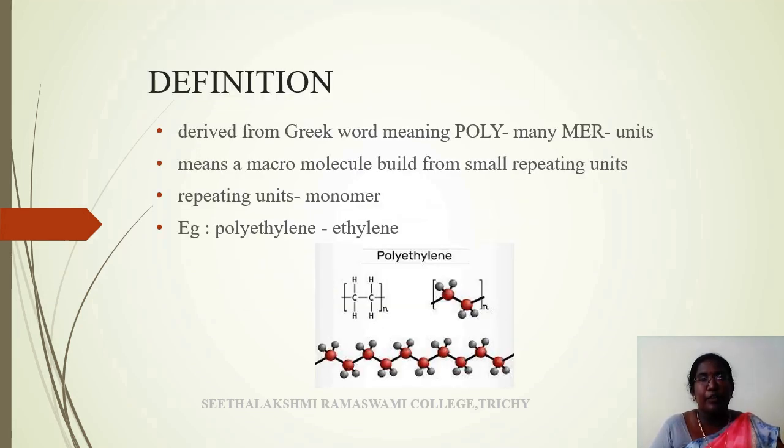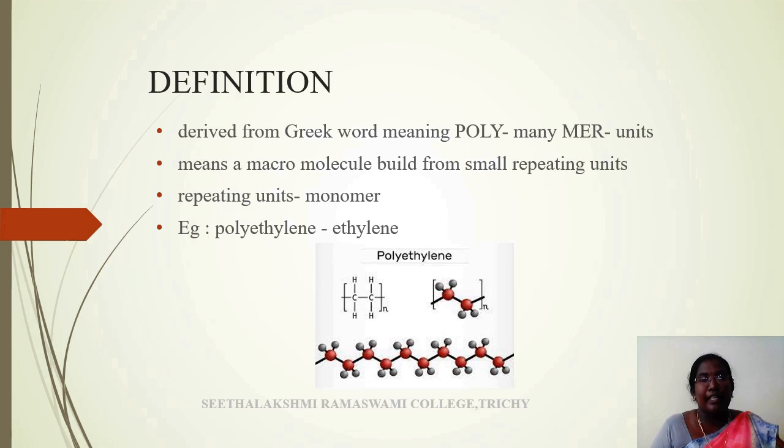First of all, we are going to see the definition of a polymer. Polymer is a word derived from the Greek words poly and mer. Poly means many and mer means units. So many units joined together are called a polymer, meaning a macromolecule built from small repeating units. There will be one repeating unit, and that repeating unit we call a monomer.